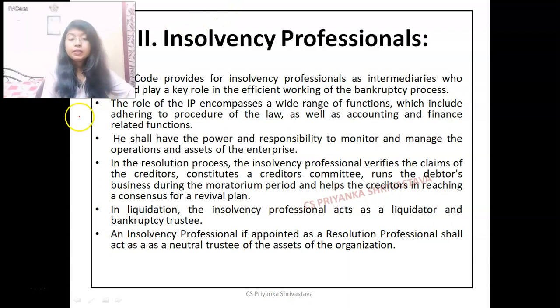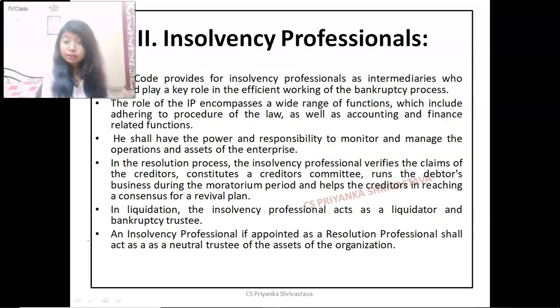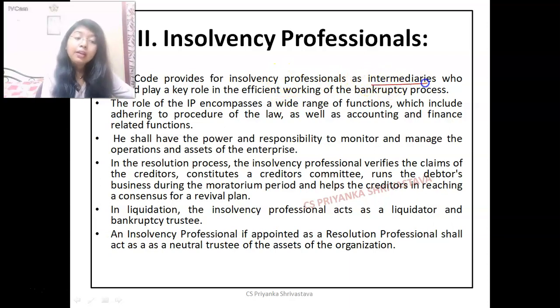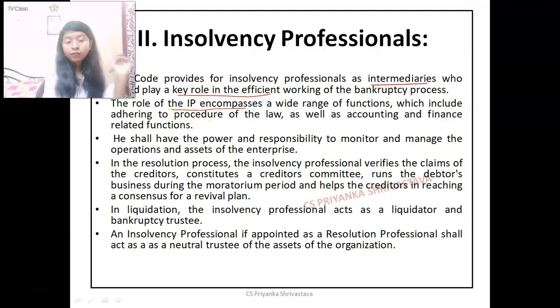Now the third is insolvency professionals. These are the people who are going to perform the insolvency resolution. They are the executors of this code. The code provides for insolvency professionals, who are intermediaries who play an important role in the efficient working of the bankruptcy process. The role of the IP encompasses a wider range of functions which includes adhering to the procedure of the law as well as accounting and finance related functions.